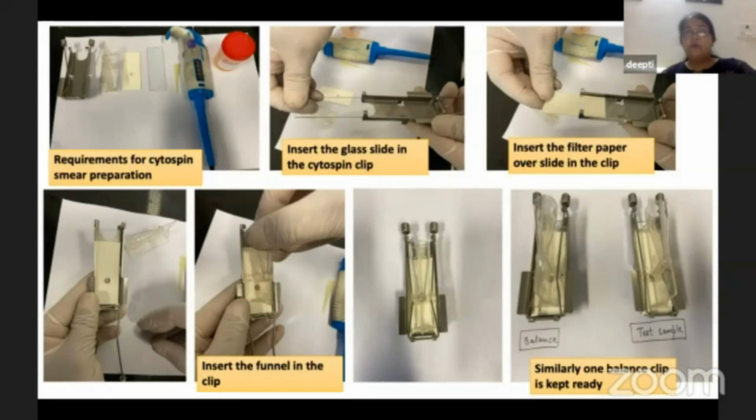Now set the speed and timer. You can vary what you require according to the lab, and also of course according to the type of sample you require processing. Now, the funnel in which the sample has to be put.